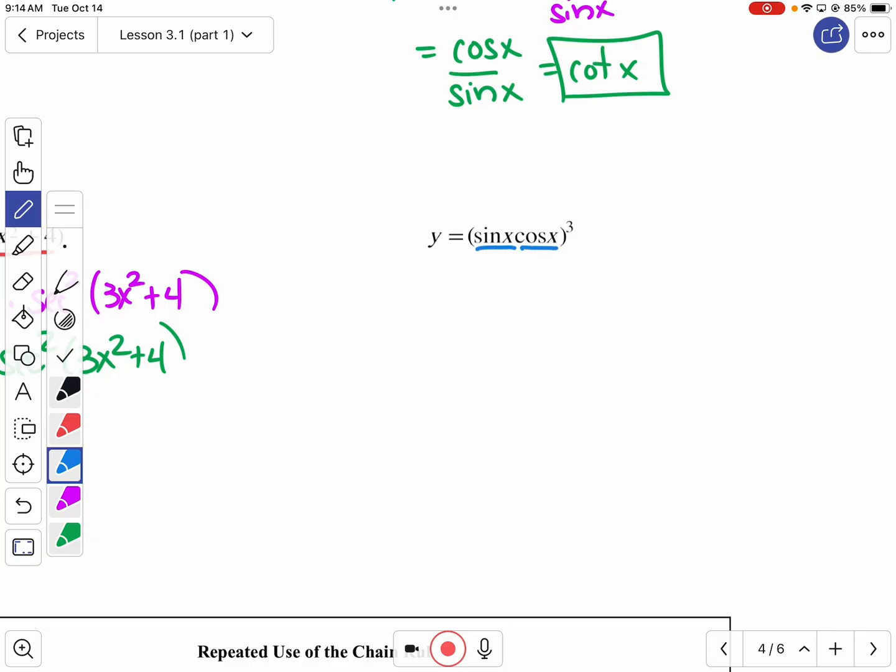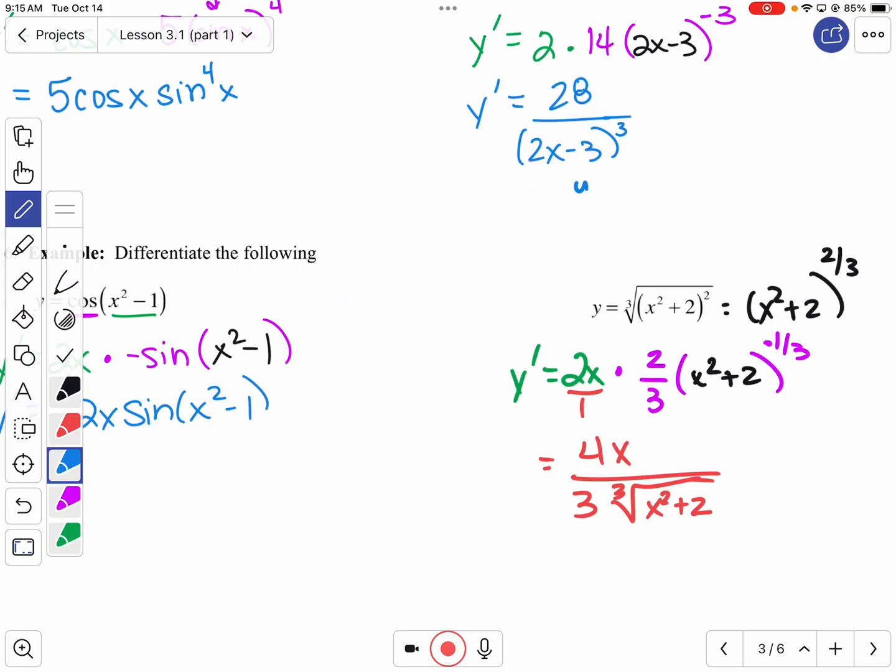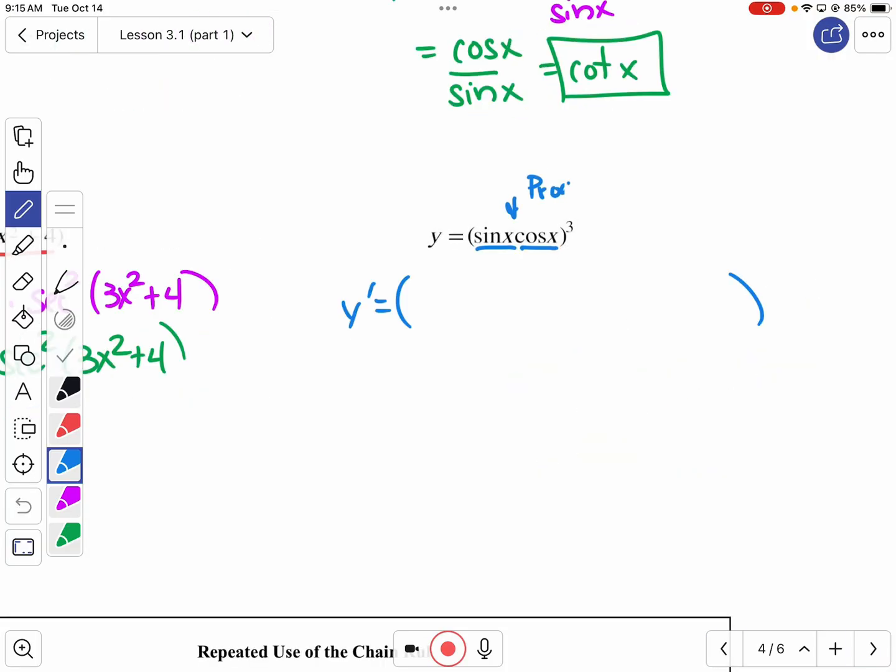Sine x cosine x. It's a product. Okay, so when I do the derivative of the inside, I have to start with a product rule. Okay, so this is a product. You have to use the product rule if it is a product.